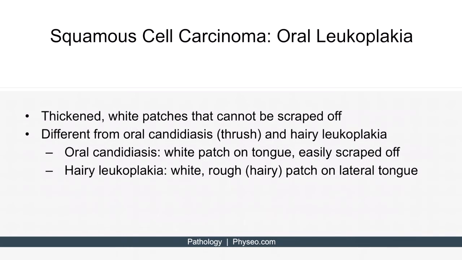Oral leukoplakia is a thickened white patch that cannot be scraped off. It's different from oral candidiasis, or thrush, as well as hairy leukoplakia, and it's important to be able to distinguish oral leukoplakia from oral candidiasis and hairy leukoplakia. Oral candidiasis is a white patch on the tongue that can be easily scraped off, as opposed to oral leukoplakia, in which the white plaque cannot be scraped off. Hairy leukoplakia is a white, rough, hairy patch on the lateral tongue, as opposed to oral leukoplakia, in which the location of the white plaque is not limited to the lateral tongue.